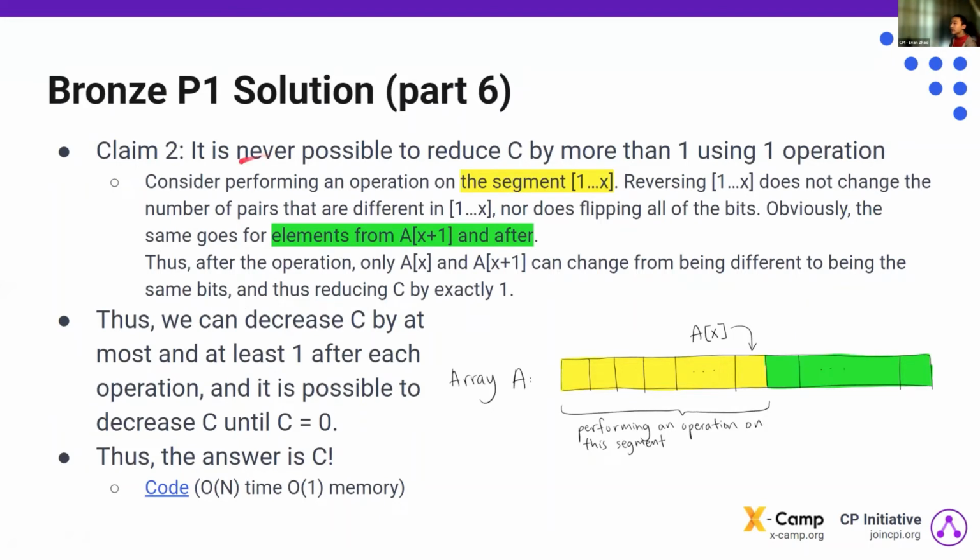So claim 2: it is never possible to reduce C by more than 1 using 1 operation. For example, if we have an array A right here, and we do an operation on the yellow segment, the number of pairs that are different in the yellow segment will not change after the operation, nor will the number of pairs that are different in the green segment change. The only pair that can change from being different to the same after the operation is this pair right here. So we cannot reduce C by more than 1 using 1 operation.